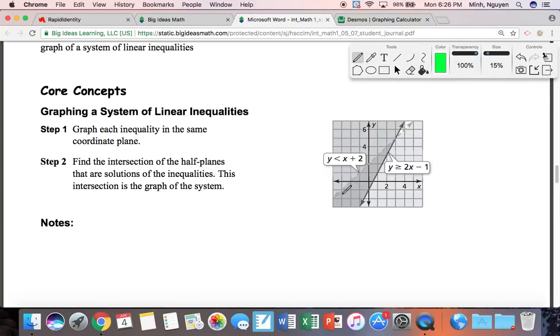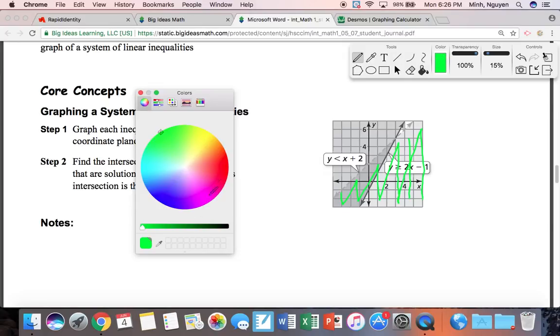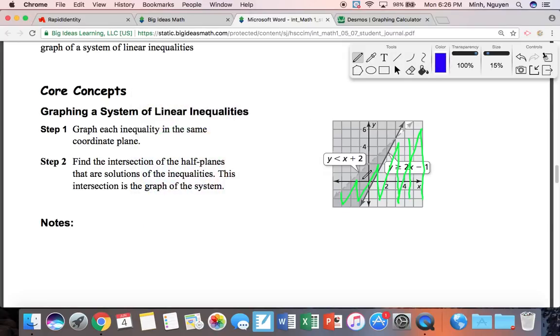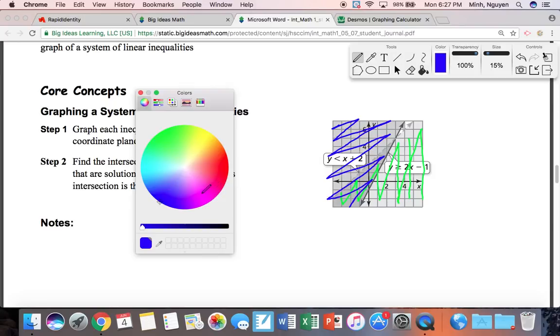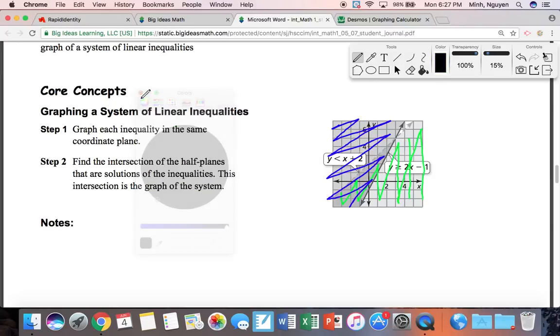Y is less than x plus 2. So that section is right here. Y is greater than 2x minus 1, which is this part right here. And then the overlap is right here.